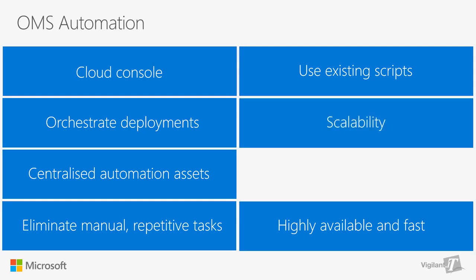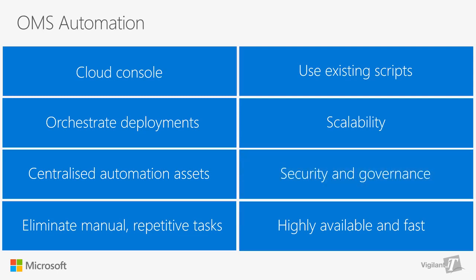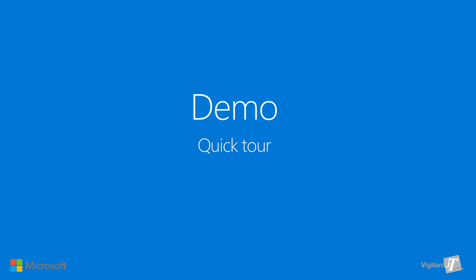Scalability becomes a standard as your resources will be automatically assigned to where and when it's needed. And finally, security and governance is ensured by enforcing your configurations and policies upon existing or newly deployed workloads. All this across any platform, any cloud. Now that I've introduced OMS Automation, let me quickly go to the Azure Portal and give you a quick tour.